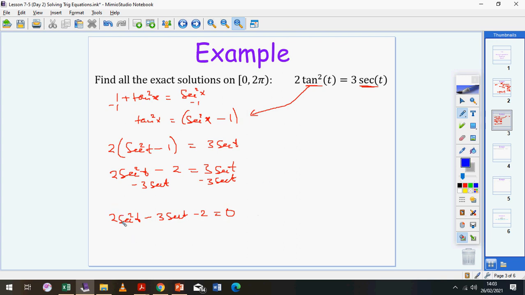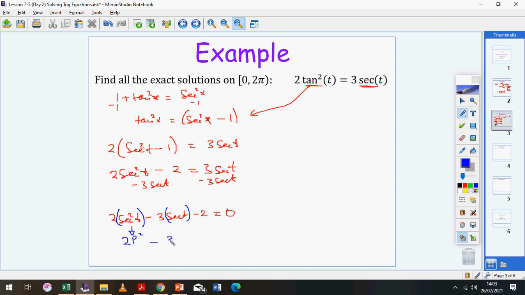Now I can see that it's as if I have a quadratic equation in terms of secant, right? So just for better visuals, so I see it more clearly, I'm going to just let my secant be something that I can see more easily, like p. So this equation will become 2p squared minus 3p minus 2 is equal to 0.